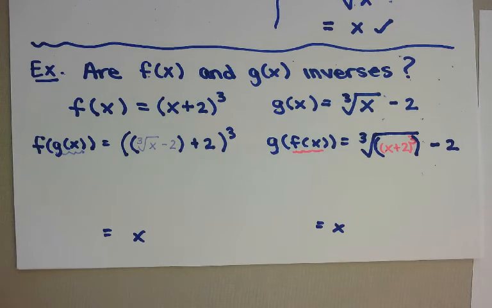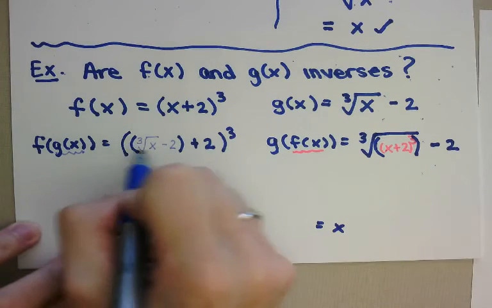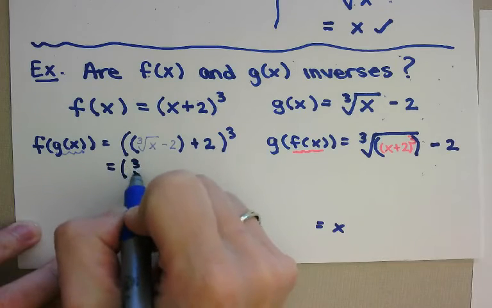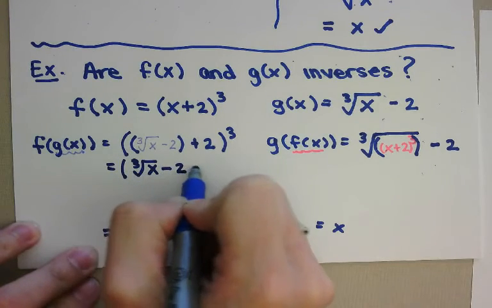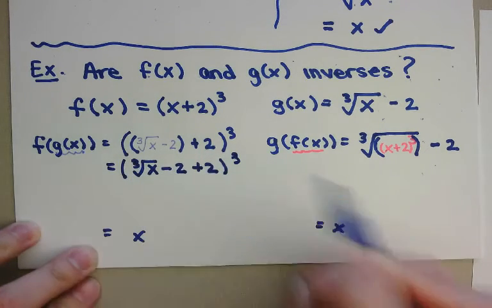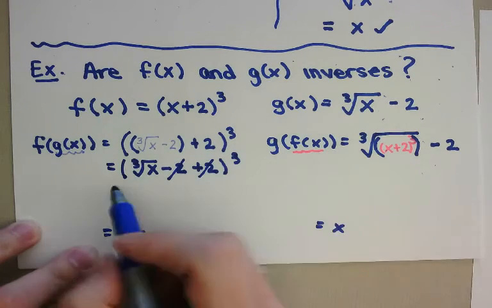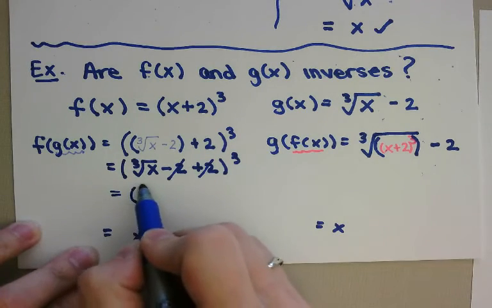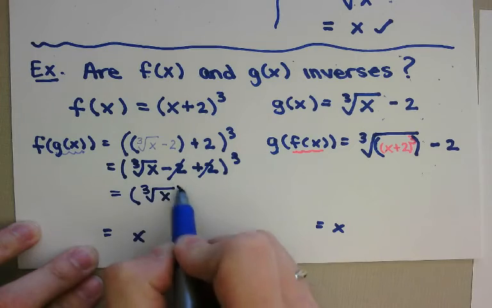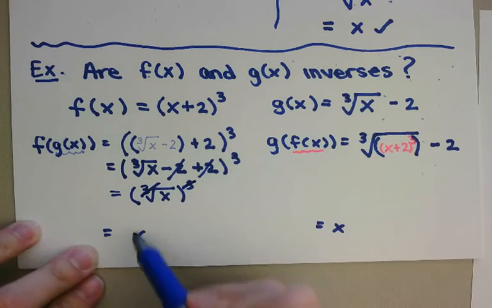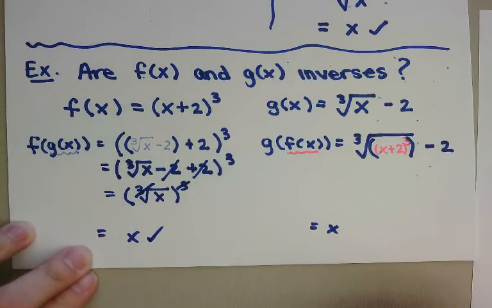All right, so now we got to simplify correctly. There's nothing to distribute on that parenthesis. So I would have the cube root of x minus 2 plus 2 cubed. Okay, so these cancel, and I get the cube root of x cubed, and now the cube and the cube root will cancel, and I just have the x.